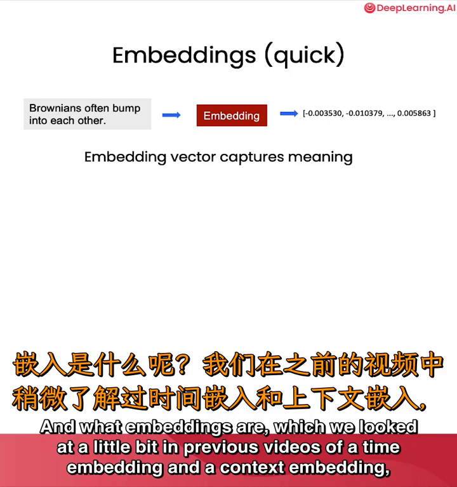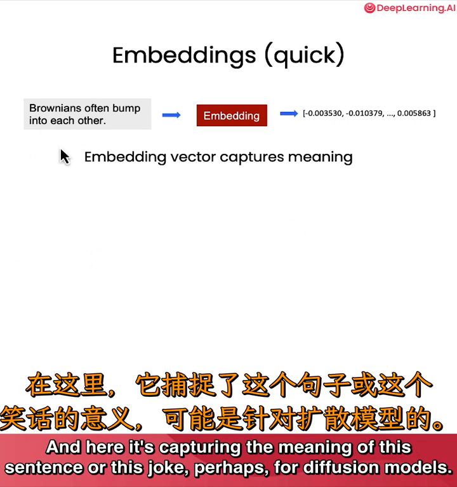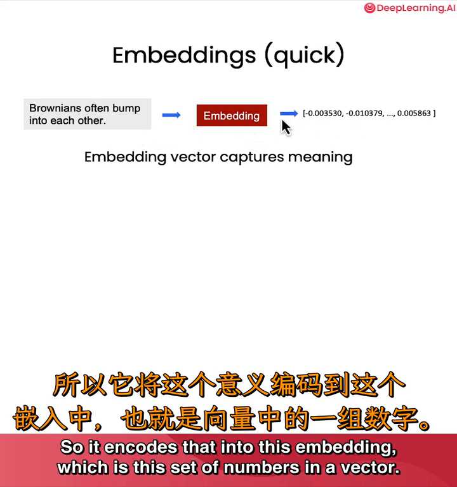And what embeddings are, which we looked at a little bit in previous videos with a time embedding and a context embedding, is they're vectors, they're numbers that are able to capture a meaning. And here it's capturing the meaning of this sentence, or this joke perhaps, for diffusion models: Brownians often bump into each other. So it encodes that into this embedding, which is this set of numbers in a vector.